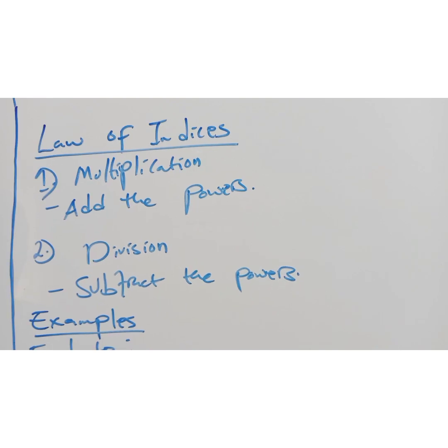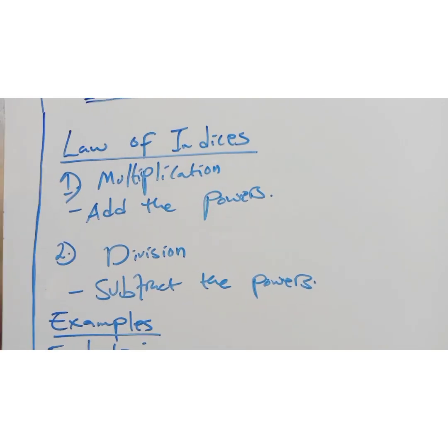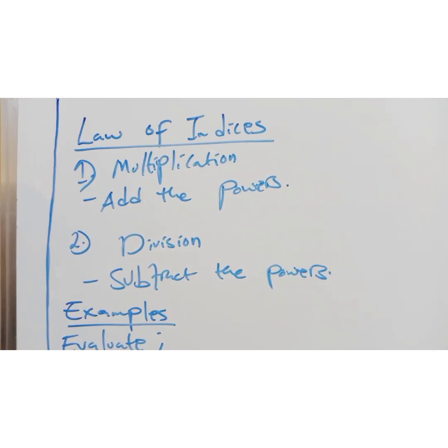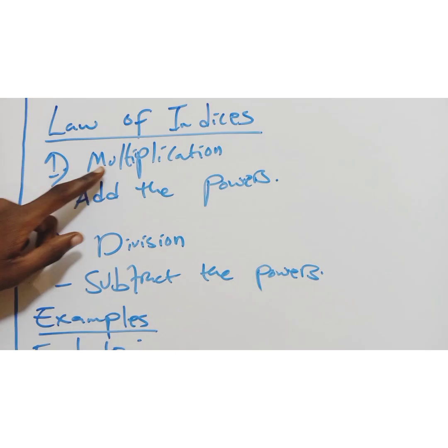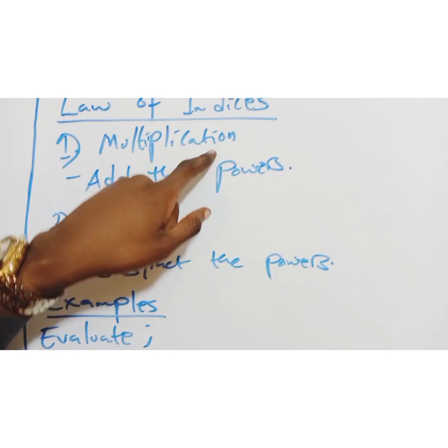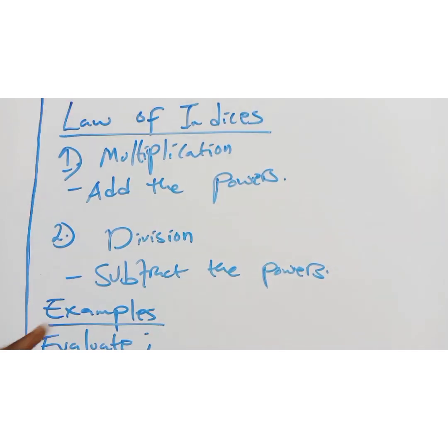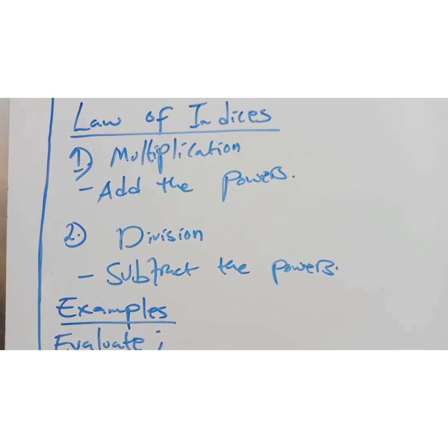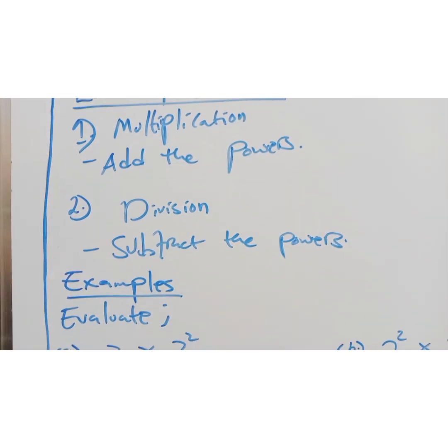So let's move on to other things now. We're now looking at laws of indices. The laws of indices. We only have two laws here. So the first one is the multiplication one. So with multiplication, you add the powers. If you're multiplying indices, you always add the powers. Then for division, you subtract the powers. So come with me here.